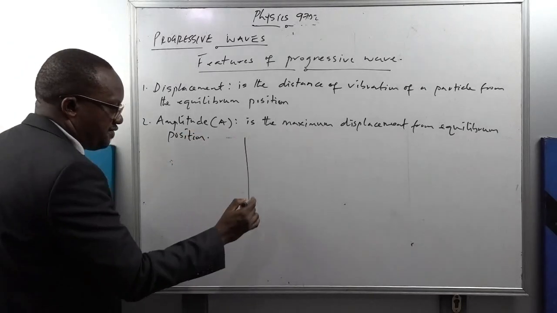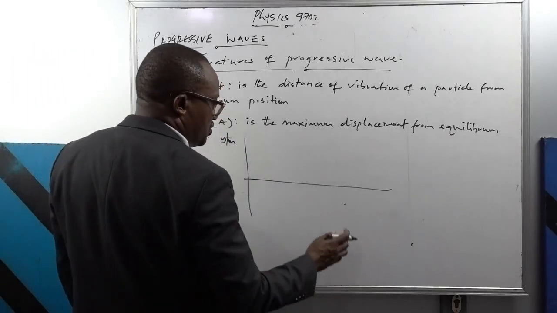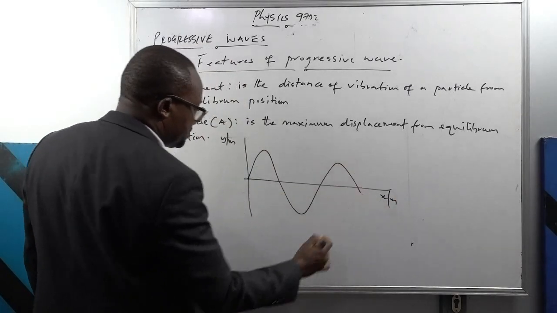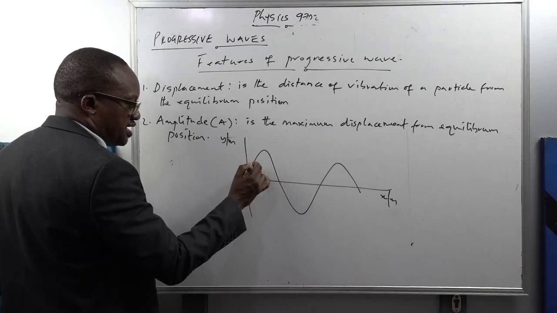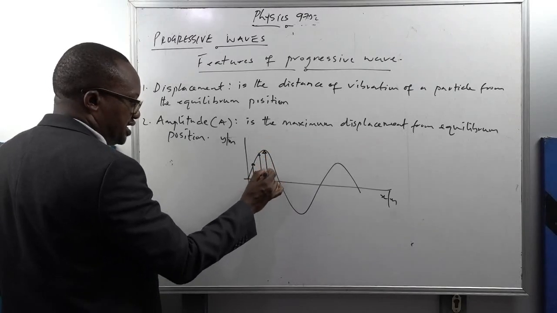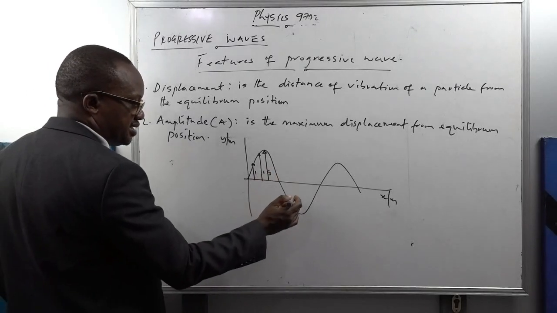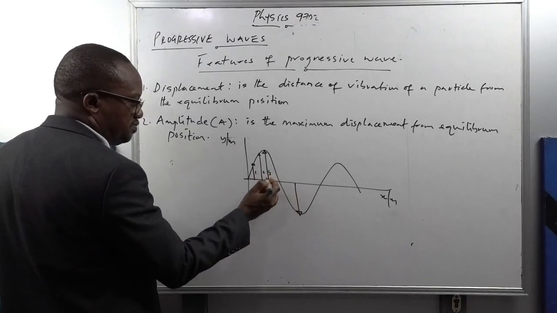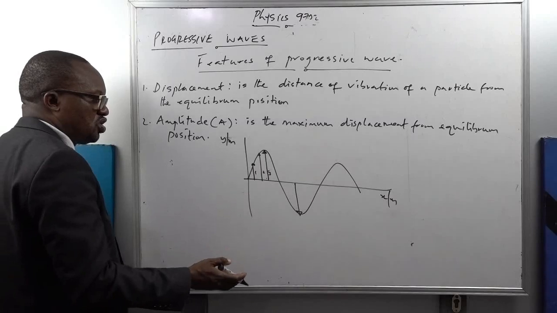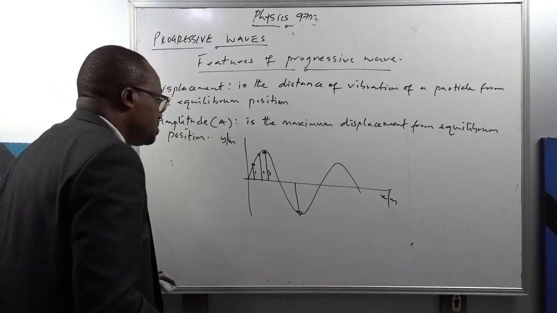So for example, if you have a wave profile in which we are sketching the graph of displacement of the particle, maybe against distance covered by the wave, and you have something like this. You have several displacements, but only one amplitude. So 1, 2, 3, they are all displacements of the particle, but only 3 is the amplitude. So amplitude is the maximum displacement from the equilibrium position, either above the equilibrium position or below it. That is amplitude.